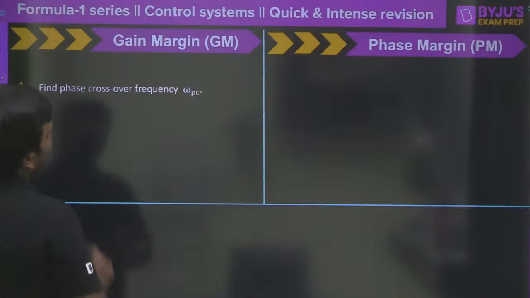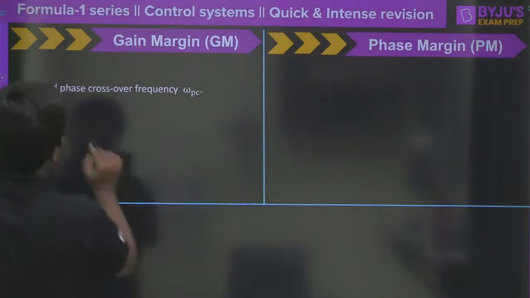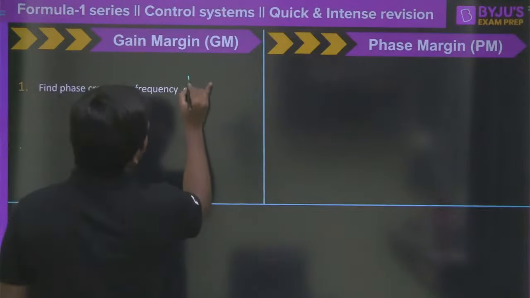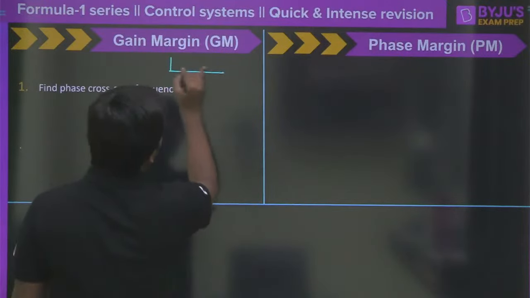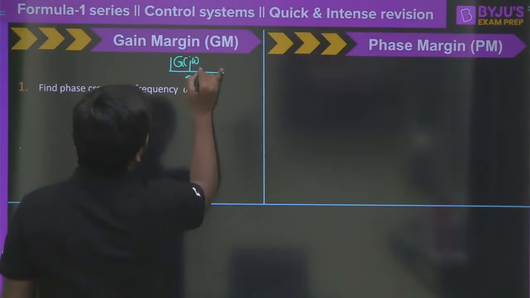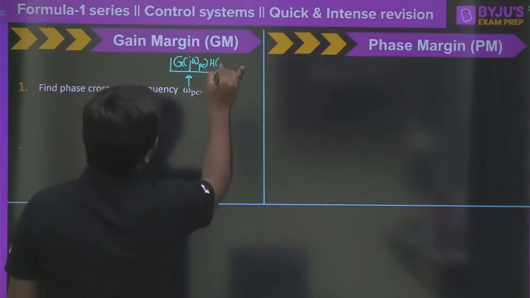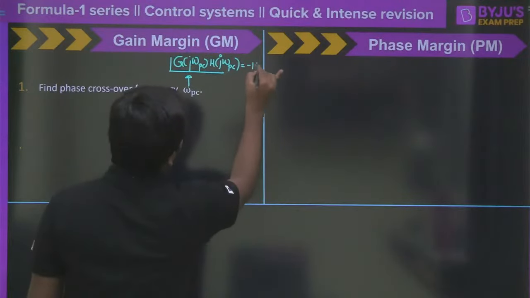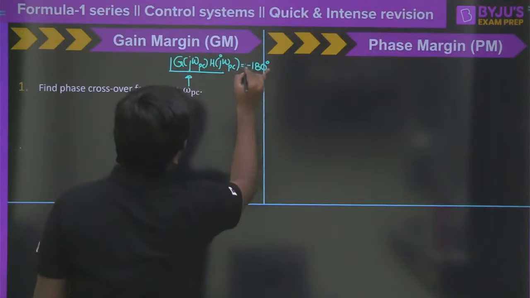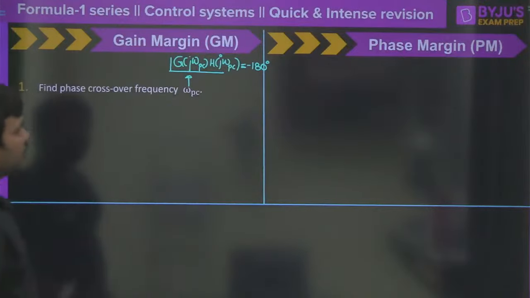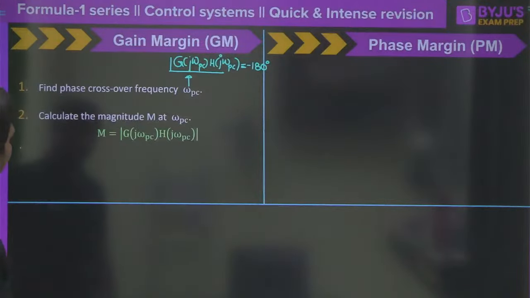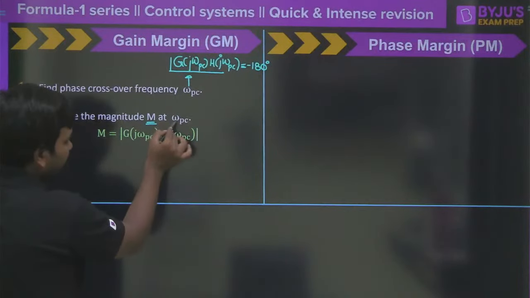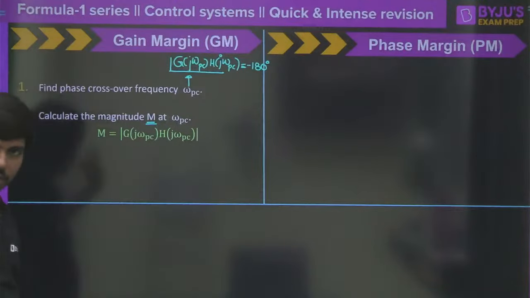The very first thing, if you want to find the gain margin, you should find the phase crossover frequency, omega PC. This is the frequency at which the phase of the open loop function, G(j omega PC)H(j omega PC), must be minus 180 degrees. Clear? And the second step is to calculate the magnitude at omega PC. That means at that frequency, we should find the magnitude.